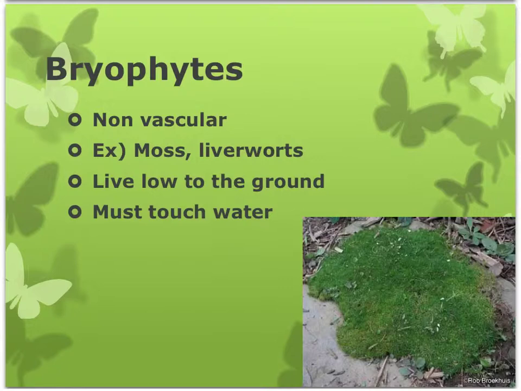The first type of plants we're going to talk about are non-vascular plants. Non-vascular plants are also called bryophytes, and some examples would be moss and liverworts. Bryophytes live low to the ground because they must touch water to survive. Since they are non-vascular, they don't have the veins to transport water, so they must directly touch the water in order to survive.